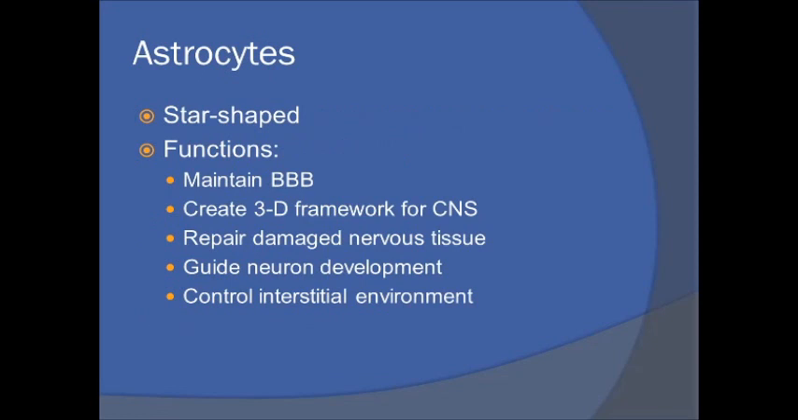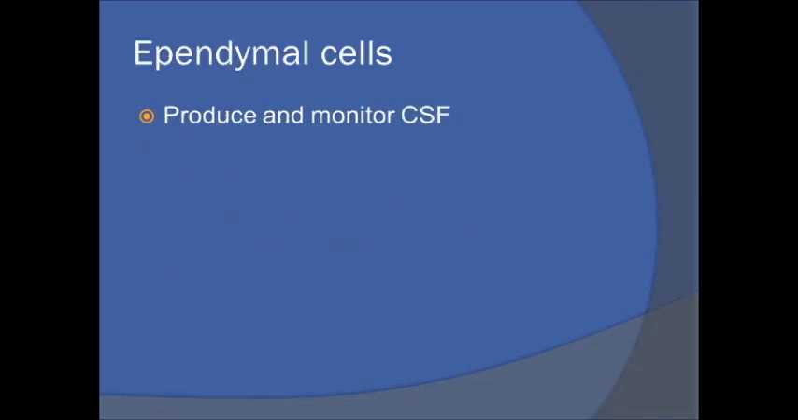Astrocytes are called so because they are star-shaped. They maintain the blood-brain barrier, so they help to protect our brain from any drugs or chemicals that shouldn't be coming into our brain at all. They help to create a 3D framework for the central nervous system. They repair any damaged nervous tissues, and they guide neuron development. They also control the interstitial environment. Ependymal cells produce and monitor cerebrospinal fluid, which helps to act as a kind of cushion in our brain and spinal cord.